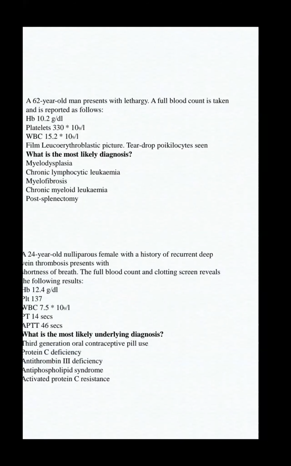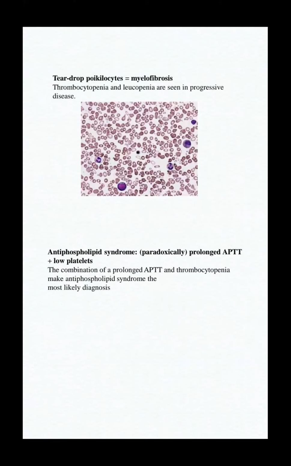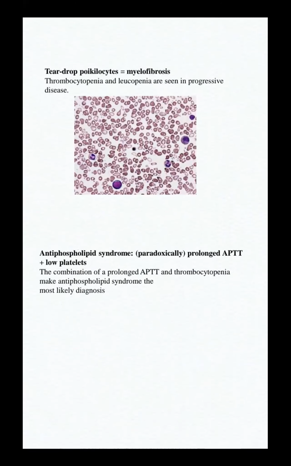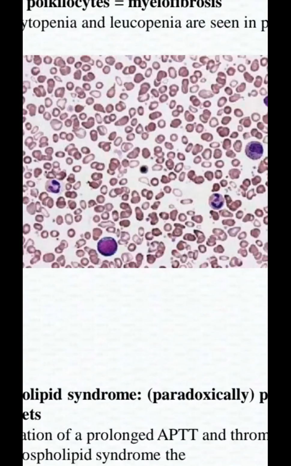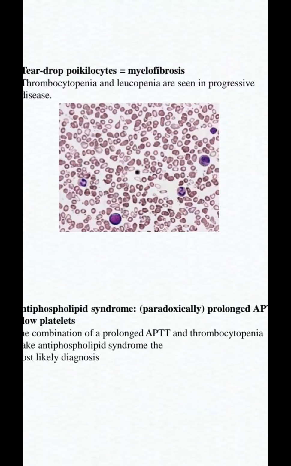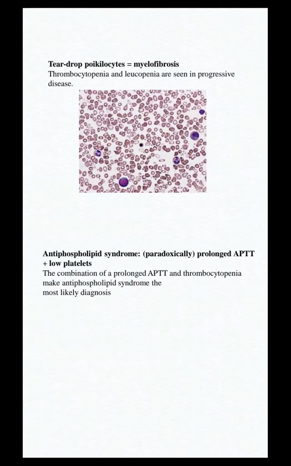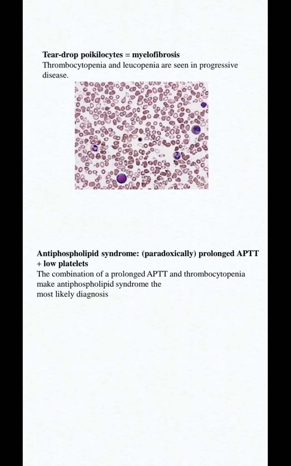So, Dr. Saba's case, myelofibrosis was the answer. Teardrop appearance. My candidates, listen very carefully: myelofibrosis, teardrop appearance, exam question. Thrombocytopenia, leukopenia, and there is a progressive disease. So it's a myelofibrosis. And Dr. Hira's case is antiphospholipid syndrome.